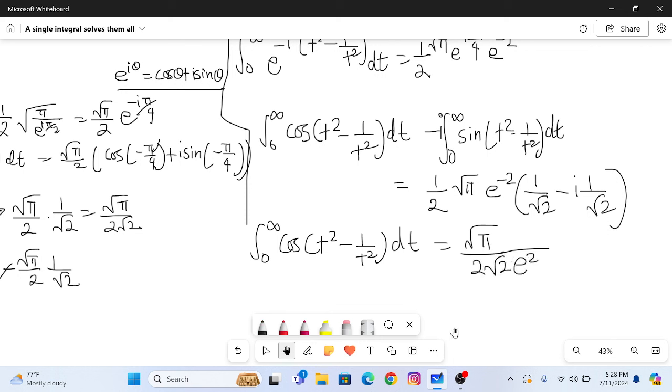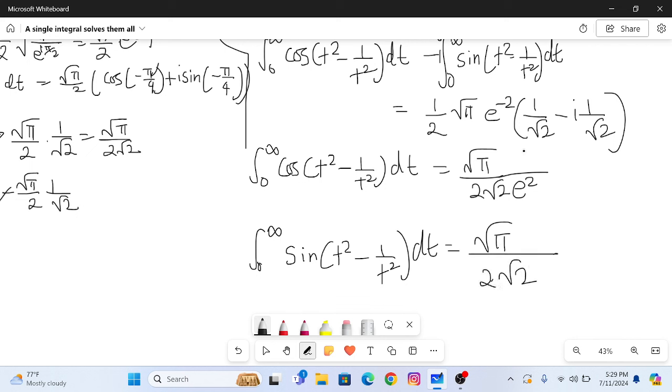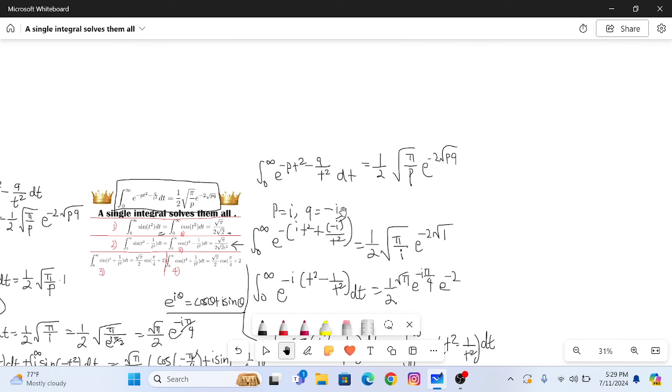Similarly, comparing the imaginary part, we get that the integral from 0 to infinity of sine of t square minus 1 by t square dt. Now over here we can see that both have the negative sign, so they actually cancel out, and we get this answer as root pi by 2 root 2 and e to the power minus 2, e square. So we have also solved the second and the second last integral, with the same formula by substituting p as i and q as minus i. Now it's time for the third and the third last.